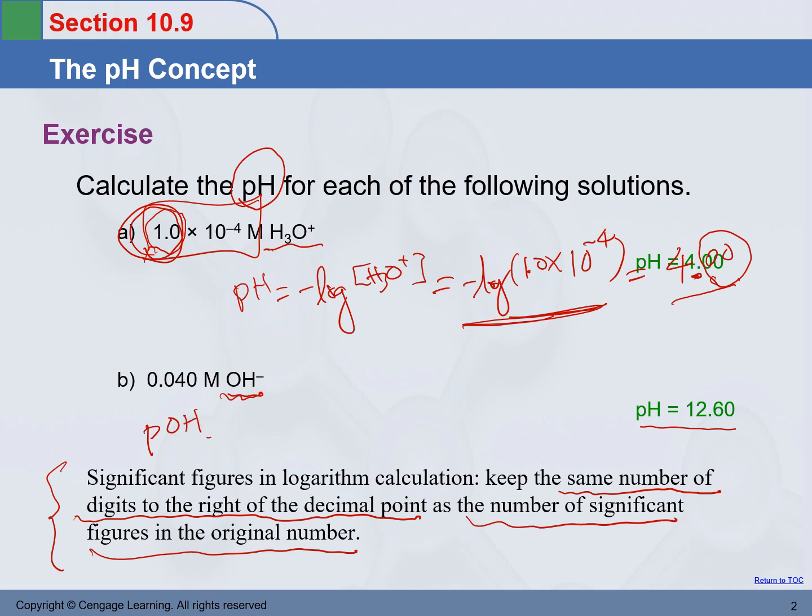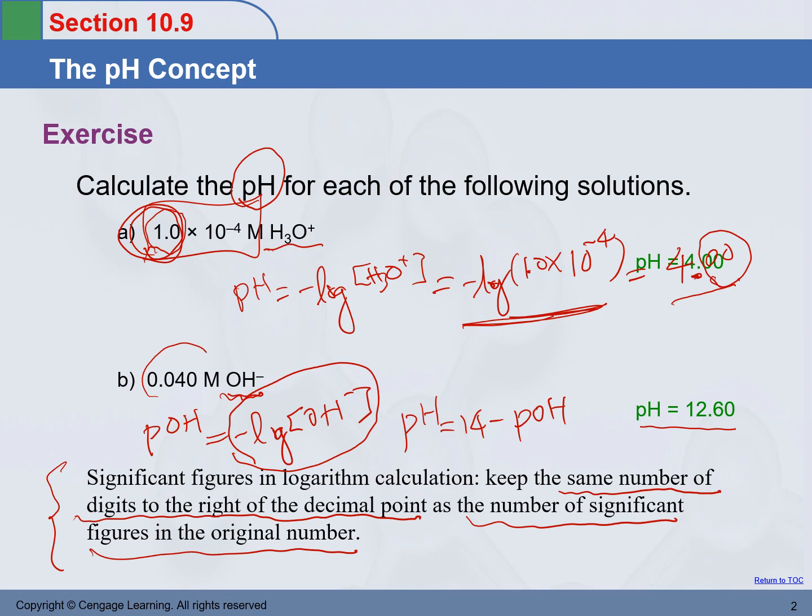So we're going to take the pOH, a negative log of hydroxide ion concentration. Then you're going to get the pH. Once you get that number, you're going to use pH equals 14 minus pOH. I didn't do the calculation on this one here. You should. You plug this number in there and take a negative log of 0.04. And then you use 14 minus pOH, you get the pH number. So I do have the final answer here.